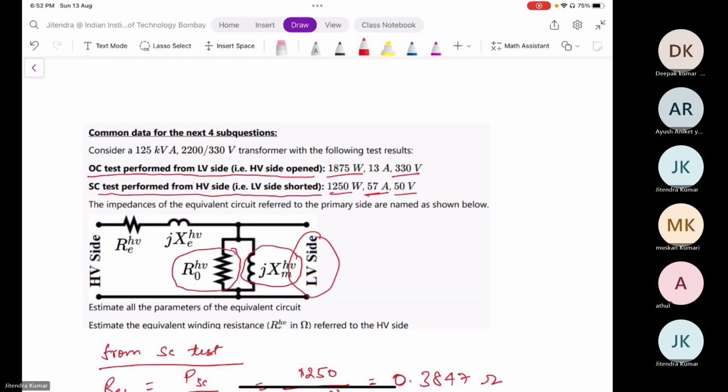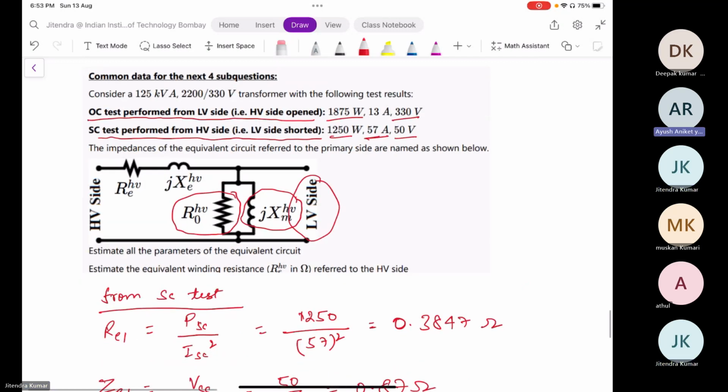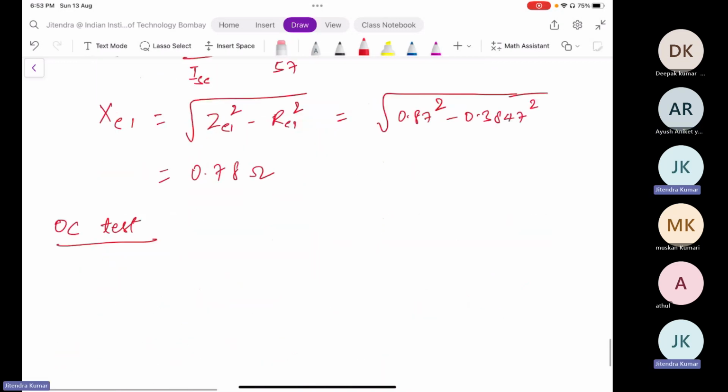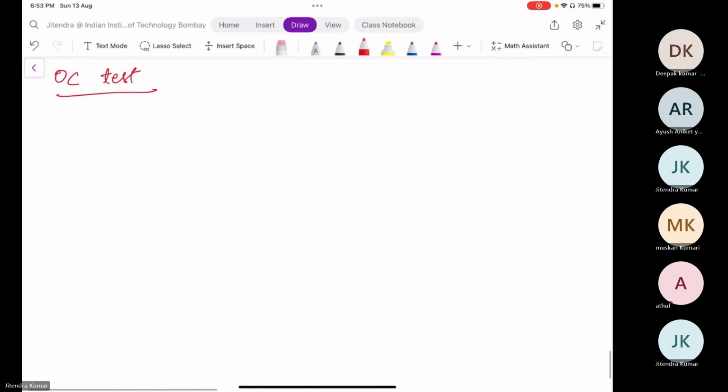So how to compute the resistance? Yes, sir. LV side voltage, 330, upon I naught cos phi naught. Okay, so sir, P is equal to V square by R0. Yeah, that is the expression which should be referred.